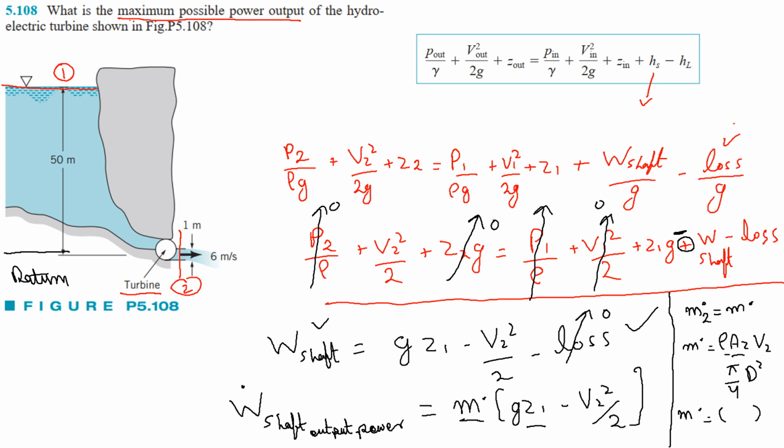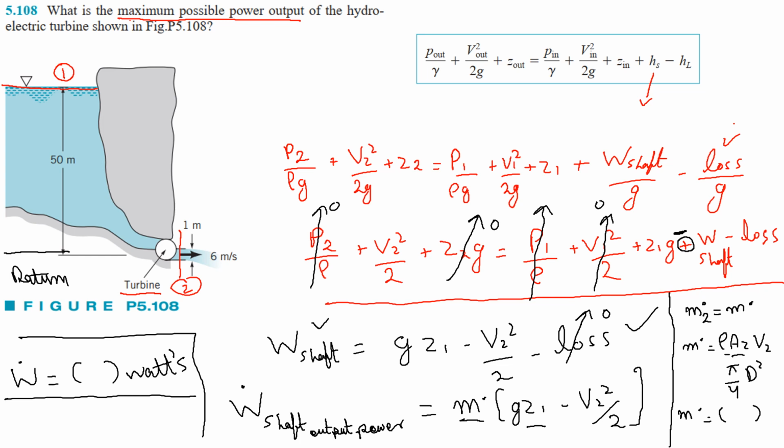The rest of the quantities are known, that is Z1 is equal to 50 meters and V2 is 6 meters per second. So now we can find our shaft output power, and that shaft output power will come out in terms of watts. So this will be our final answer. Hope this was clear. Moving on to the next one.